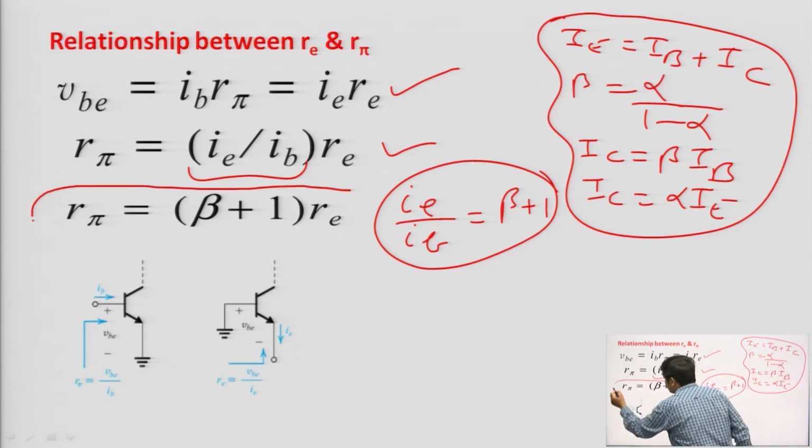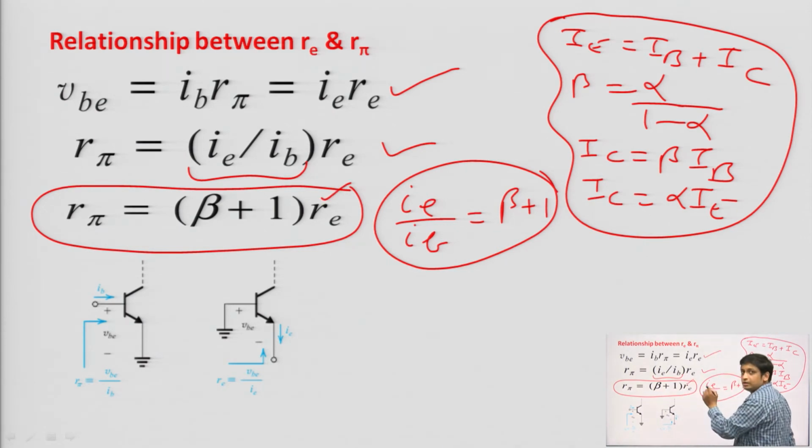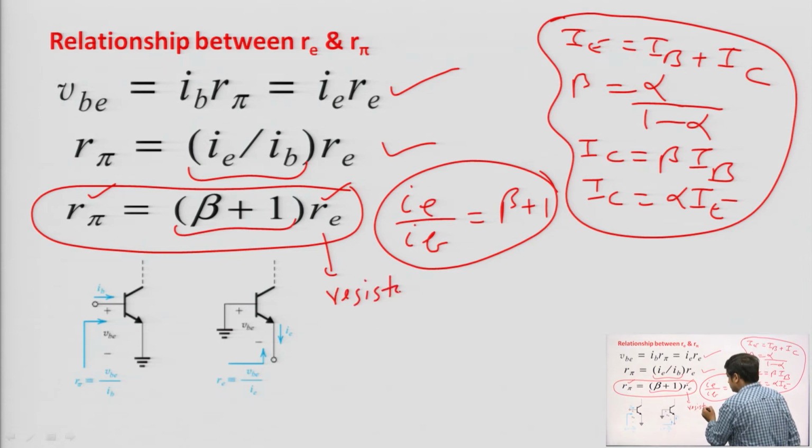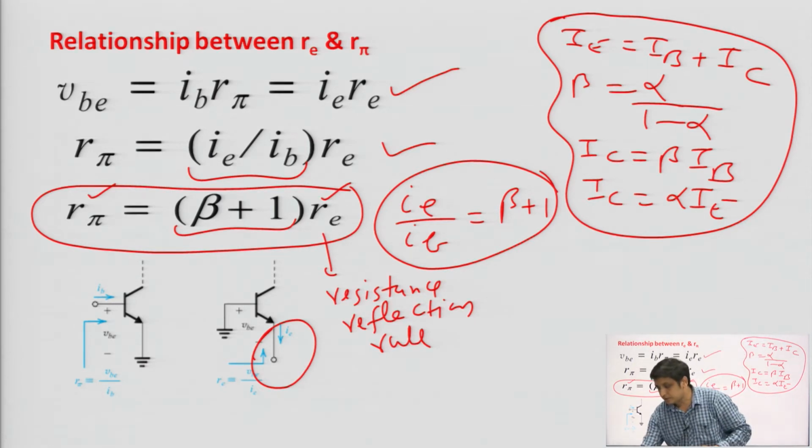After this calculation we get the relation between R pi and R e: R pi is beta plus 1 times R e. It means that if we know the resistance at the emitter terminal, then the resistance at the base terminal will be beta plus 1 times that. This is also called the resistance reflection rule. So, the point is that if we know the resistance at the emitter terminal, then the resistance at the base terminal will be beta plus 1 times the emitter resistance, that is the relationship between R e and R pi.